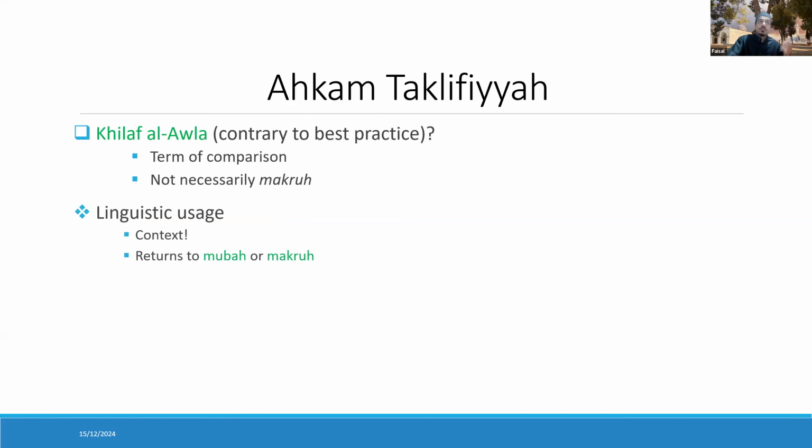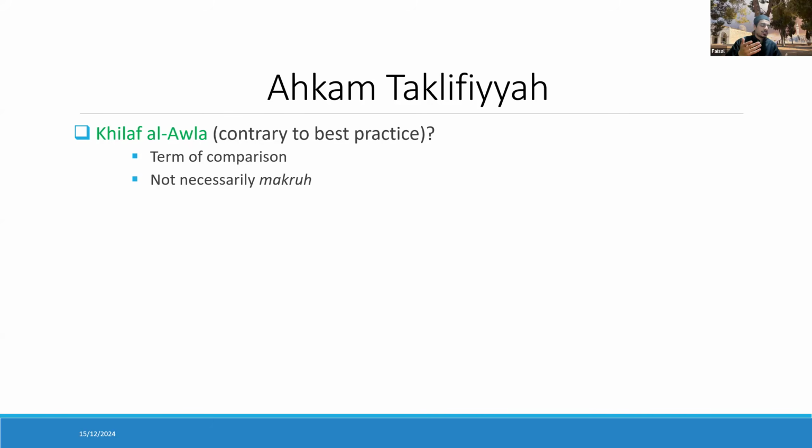And so what that means is that linguistic usage means you understand it contextually. Because when you're saying that it's contrary to something that's best, you're making a comparative statement. That's a relative statement. This is contrary to what is best, meaning you're comparing 2 things. If you're comparing something that's mustahab, recommended, with something that's merely permitted, then the thing that's merely permitted is contrary to what is best in comparison to the 2 choices that you have. And sometimes the 2 choices are something that's mubah and something that's discouraged. And so the thing that's discouraged will be labeled khilaf al-awla in comparison, you see.